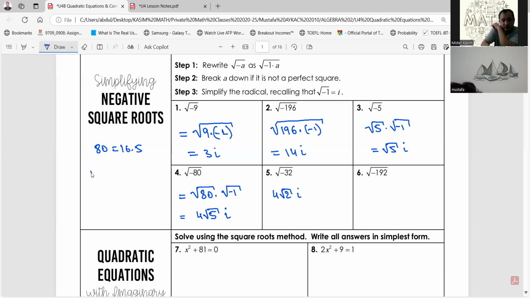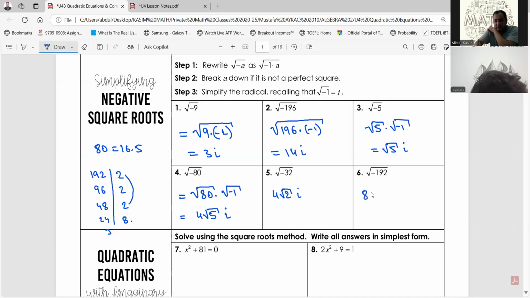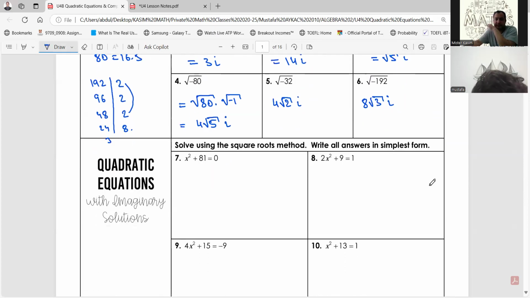This 192, if you don't know how to find this, immediately break it down into smaller numbers. Divide by 2, it is 96, right? And divide by 2, it is 48. Divide by 2, now it is 24. And now 24, I can divide it by 8, right? So it is 3. So this one is 8, so I can write it as 8 times square root of 3 and I, right? Okay, next.